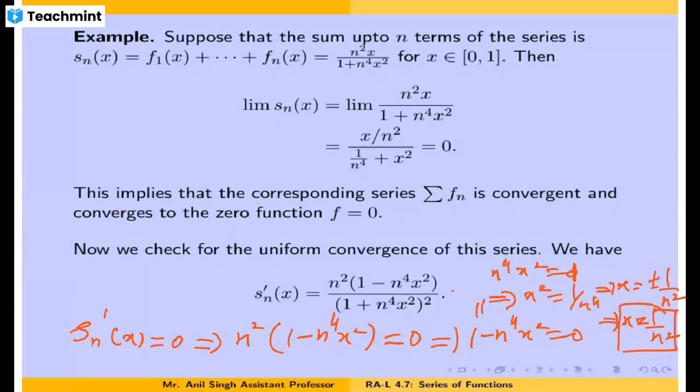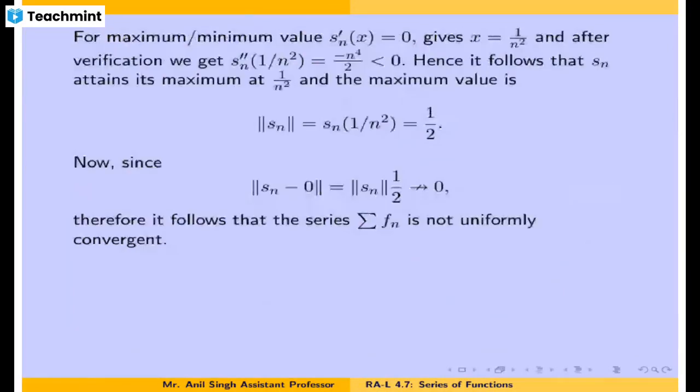Now we have to check whether at this point the function S_n(x) has a maximum or minimum. You can check that the value of the double derivative at this point comes out to be minus n to the power 4 upon 2, and clearly it is negative. This implies that the function S_n(x) has a maximum at the point x equals 1 by n square.